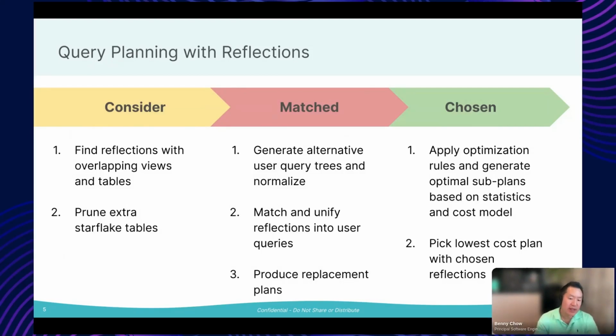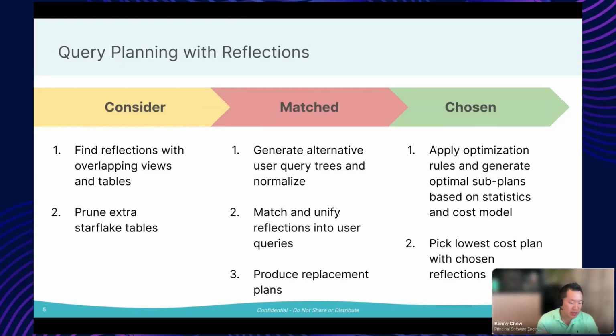Once you have all that, you have a bunch of replacement plans, where you've got reflections that could be used in different parts of the original user query tree with different alternative forms. All that is then given to our cost-based optimizer. Here, we're searching through all these different plans to try to find the best one.